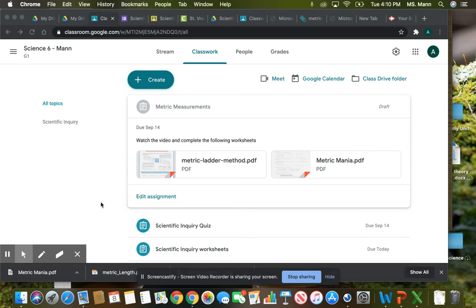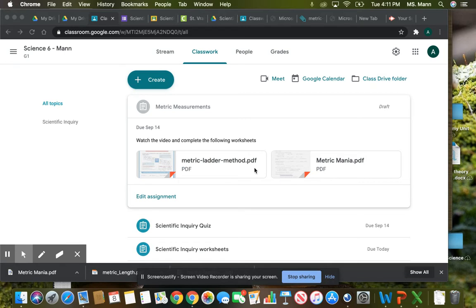This is Miss Mann speaking, and I'm going to quickly go over the metric measurements assignment that I will be posting tomorrow. So here is what the assignment entails. You're going to have two worksheets, right? Metric ladder method and metric mania. I'm going to expect both of these to be completed, pictures taken, submitted via Google Classroom.